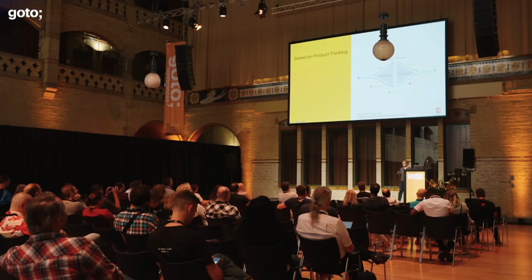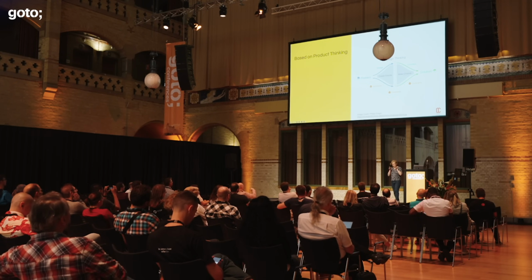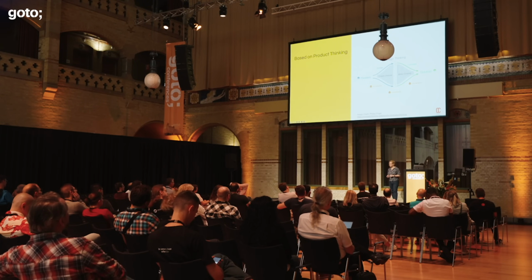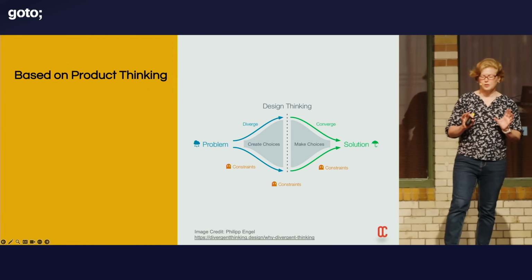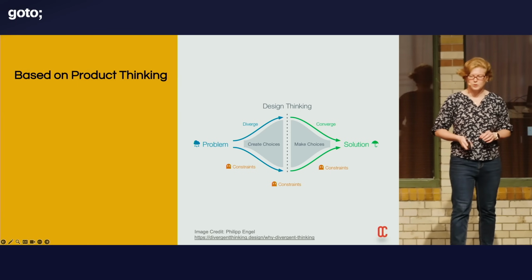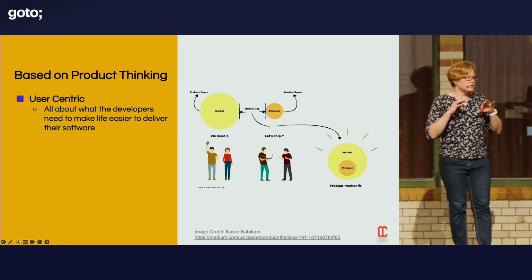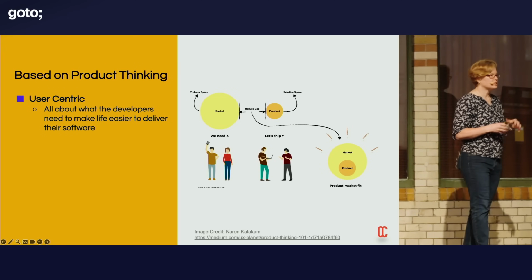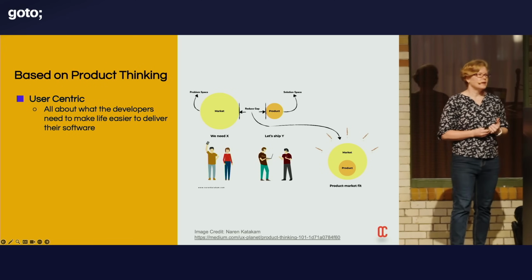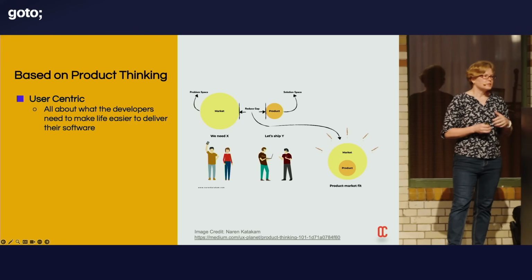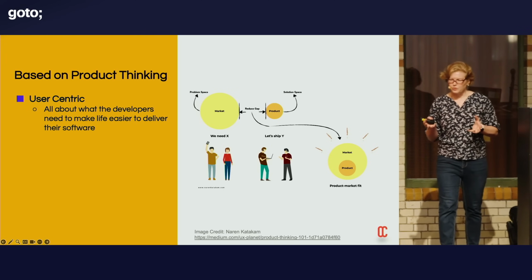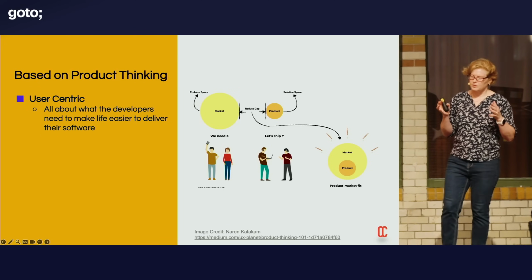At a high level, this means we need to take the time to chat with our users, understand what the problem space is, and how we can help solve it, and then come up with a solution collectively together. This is actually a diagram from a guy called Philip Engel about divergent thinking, but it still illustrates the point quite well. It's all about being user-centric and making sure that we can apply this to platforms.